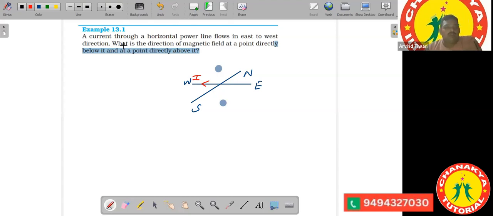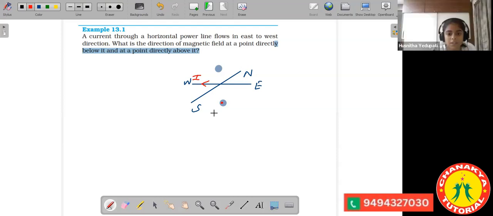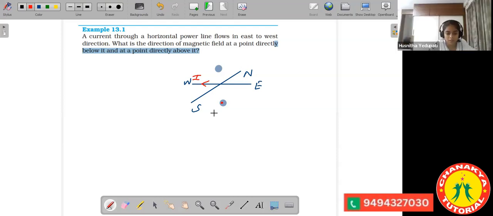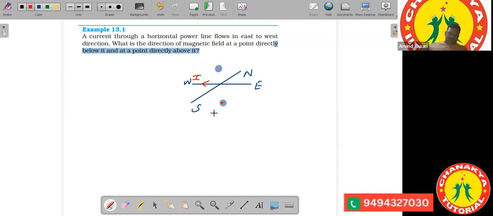So what is the direction of magnetic field at a point directly below it? If you observe directly below this wire, what will be the direction of magnetic field lines? So will it be south? It will be from north to south.